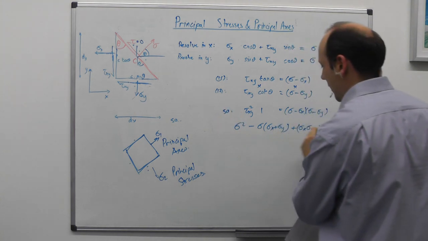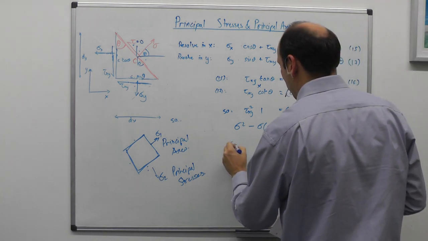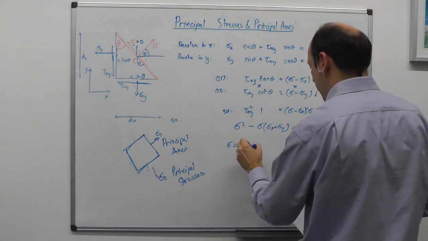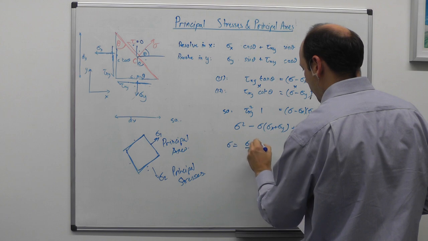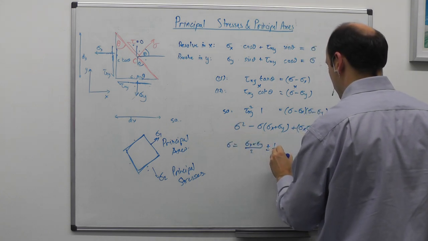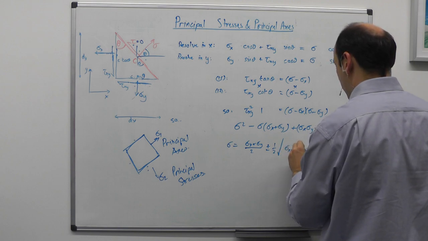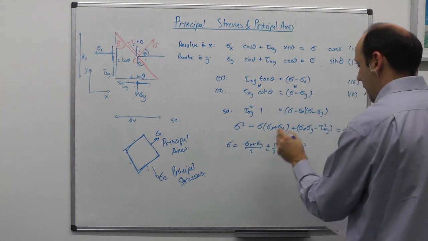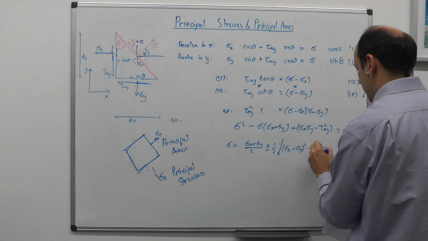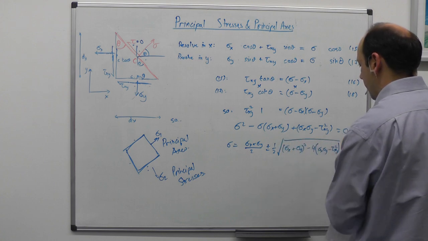So then, collecting terms, we can take that quadratic and solve it. It's a standard sort of quadratic. So we have sigma is equal to minus b over 2, where b is minus (sigma x plus sigma y). So we've got (sigma x plus sigma y) over 2, plus or minus 1 over 2a, where a is 1, the square root of b squared, so (sigma x plus sigma y) squared, minus 4ac, minus 4 times a is 1, c is sigma x sigma y minus tau xy squared, all square rooted.